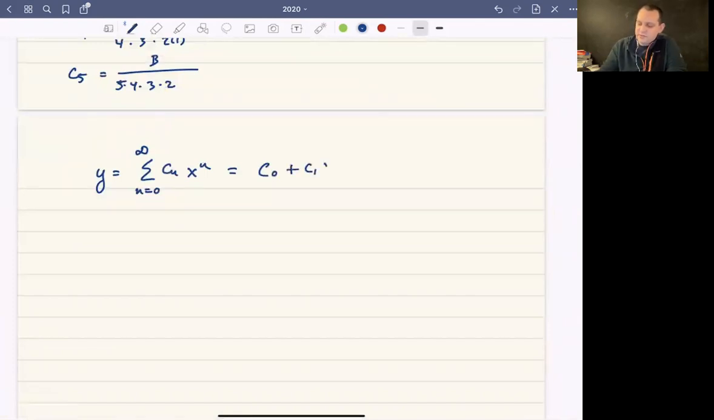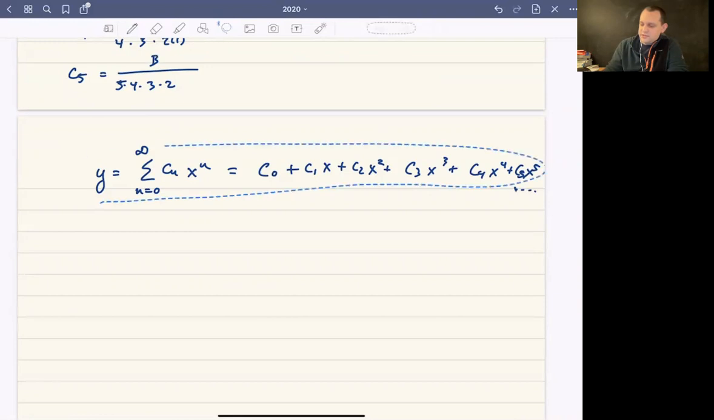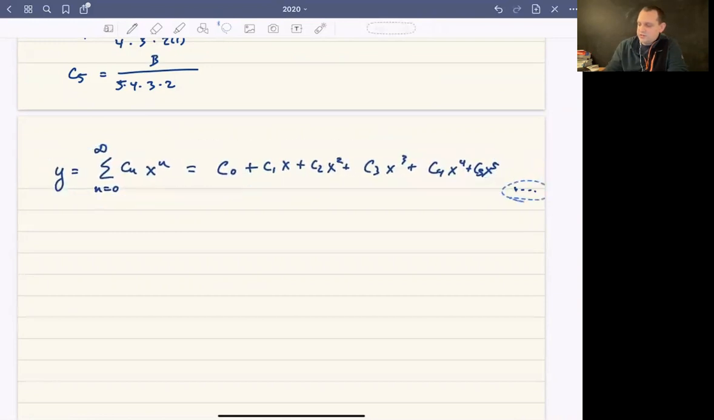C0 plus C1x plus C2x squared. This is our power series representation. C3x cubed, C4x to the fourth. Let me do one more. C5 x to the fifth, and so on. Okay, so this is our power series representation. Okay, this was C. I don't want to squeeze that much in. This is C5 x to the 5, and so on.